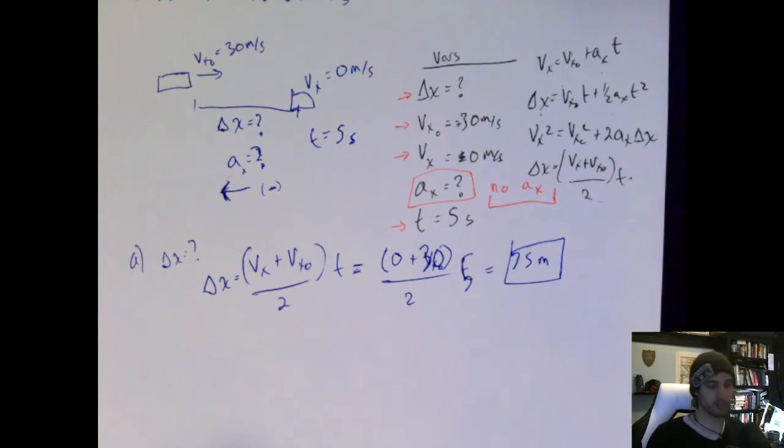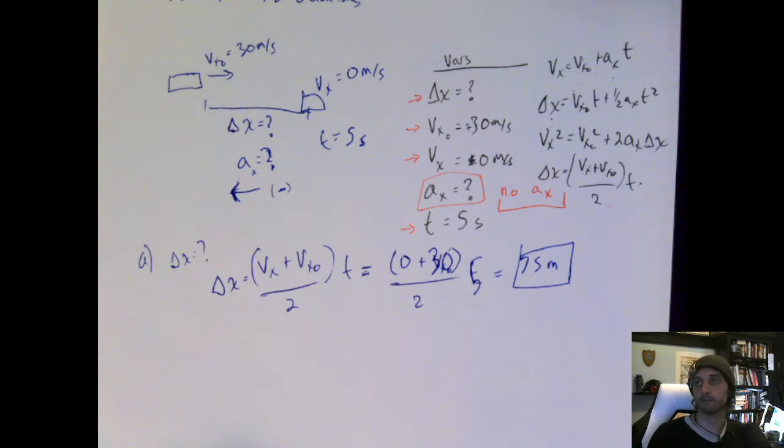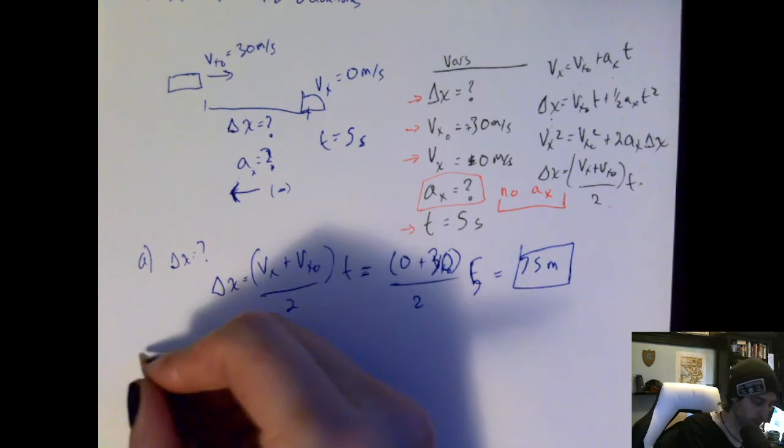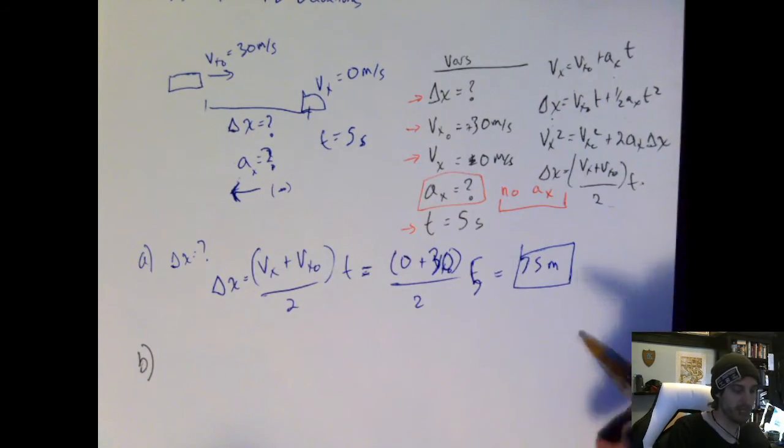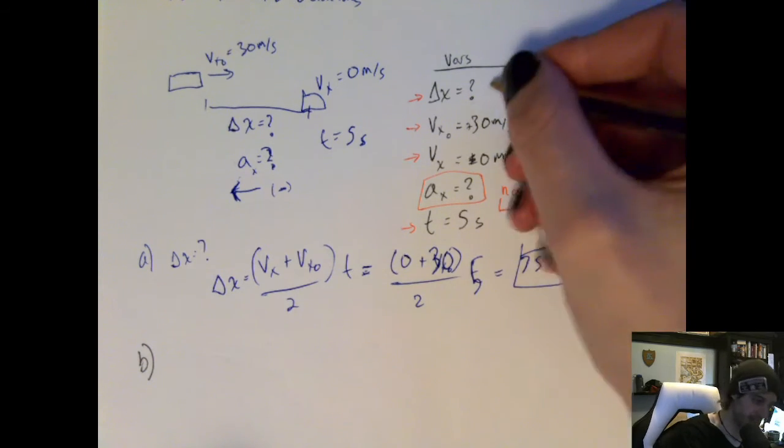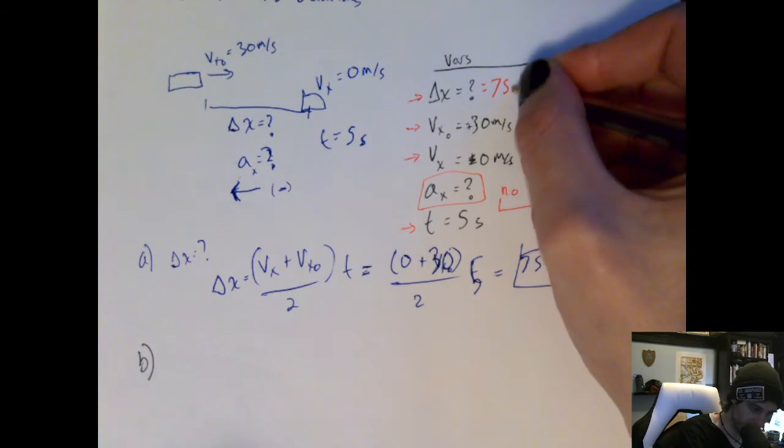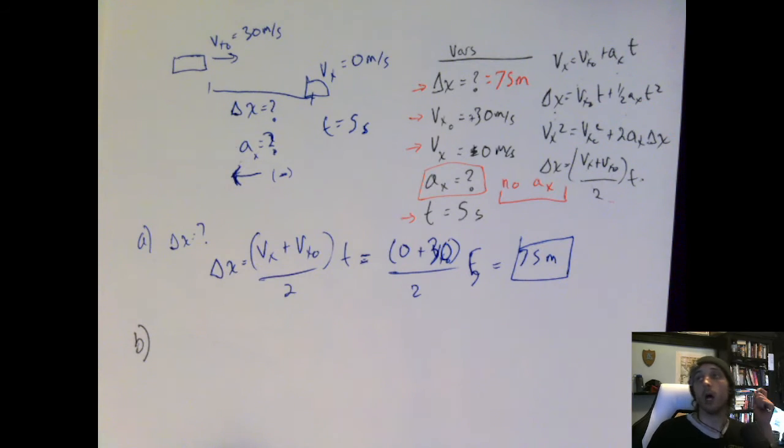So we travel 75 meters. And that's it. Let's do B, which is going to be, I think, slightly more involved. At this point for B, what we can do is come back up here and fill in this as 75. What's nice about that is it means that we have our displacement and we have all but one of the 5 variables.